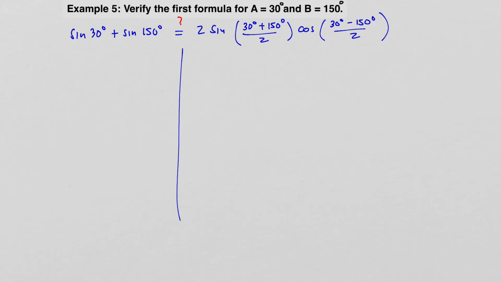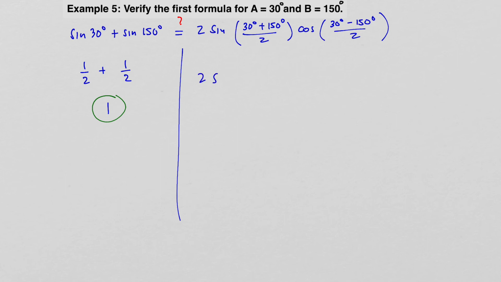On the left-hand side, we have the sine of 30 degrees, which is 1/2, and the sine of 150 degrees, which is also 1/2. And 1/2 plus 1/2 is 1. And so that is relatively straightforward. Now, I won't get into why the sine of 150 is 1/2, as we've already discussed that in previous videos. On the right-hand side, let's simplify.